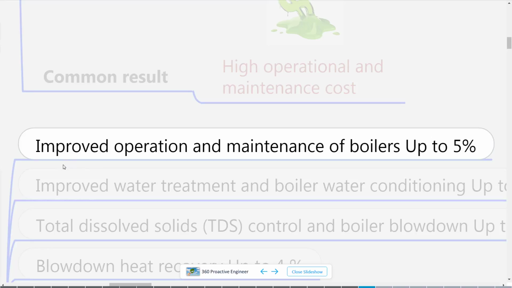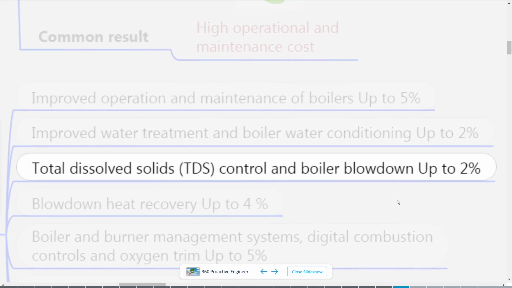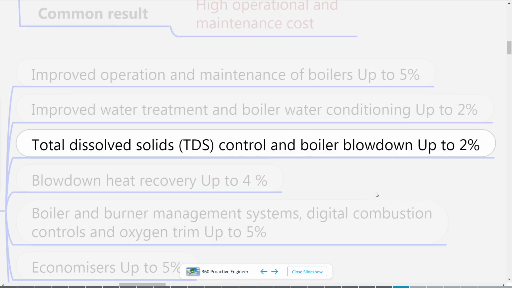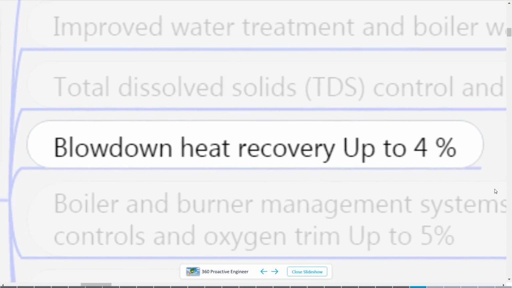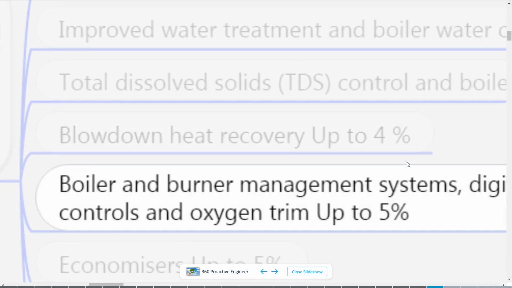As we said, improved operation and maintenance of the boiler can save up to 5% of the overall energy consumption. Improving water treatment and boiler water conditioning can save about 2%. If we enhance our total dissolved solids TDS control and boiler blow down, we can save about 2%. If we apply blow down heat recovery, we can save up to 4%.